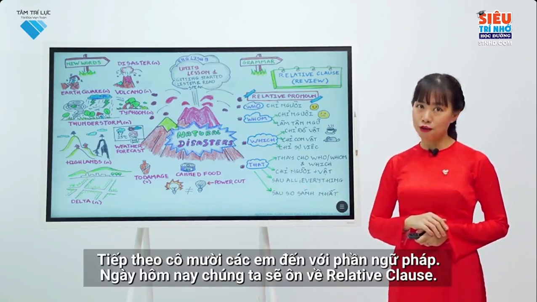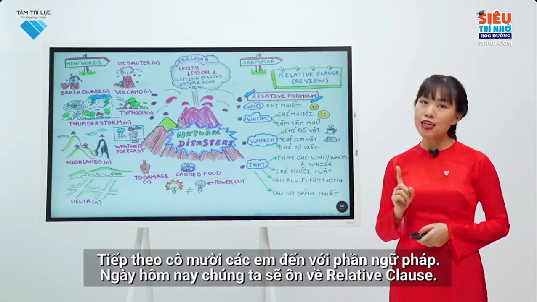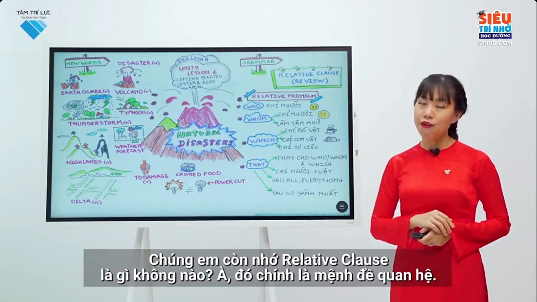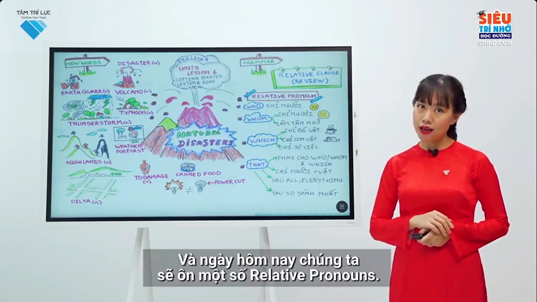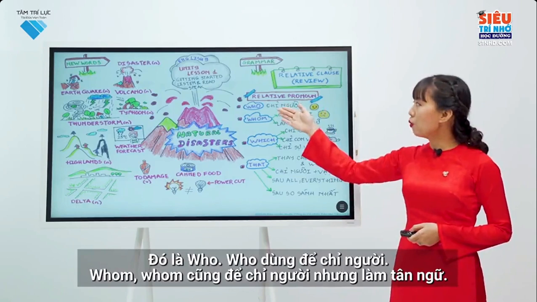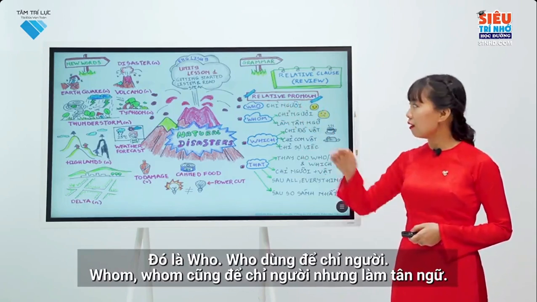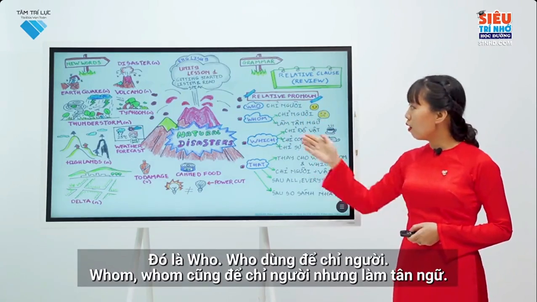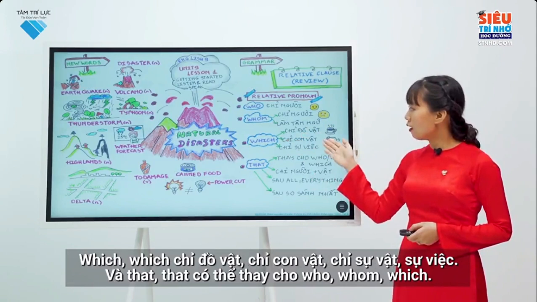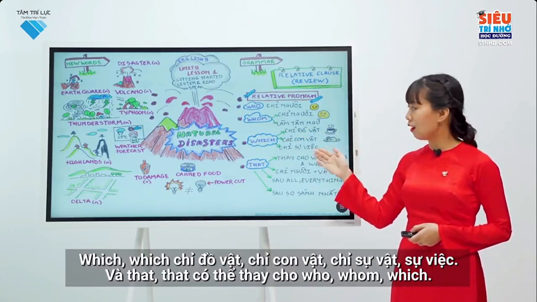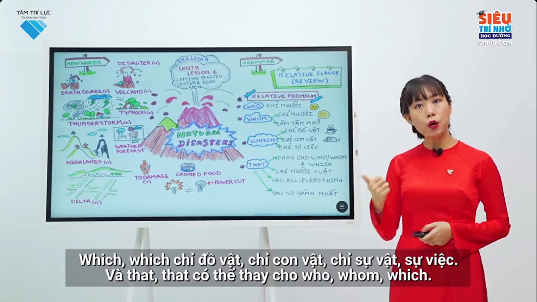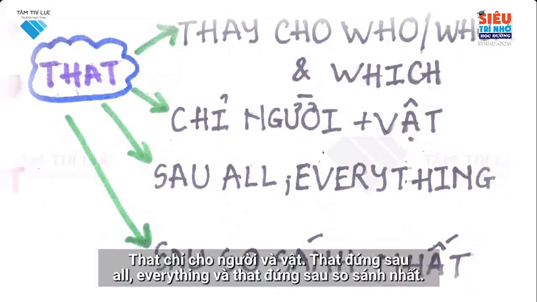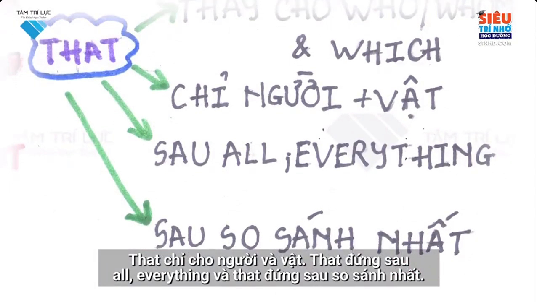Next, let's come to the grammar. Today, we will revise the relative clause. Do you remember what a relative clause is? It is mệnh đề quan hệ. And today, we will revise some relative pronouns. That is who. Who is used to talk about people. Whom is also used to talk about people, for the objects only. Which is used for objects, animals, things, and phenomena. And that can replace who, whom, which. That is used for both humans and objects. That is used behind all, everything, and superlatives.